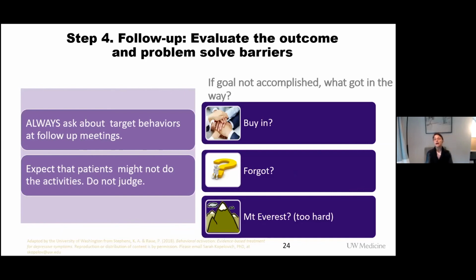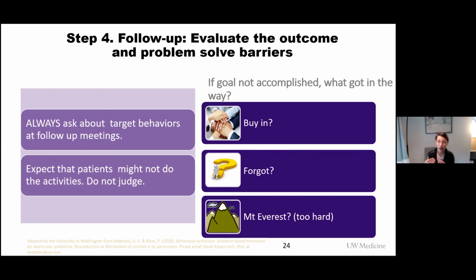And then, okay, final step, evaluating the outcome and problem solving barriers. First of all, we have to check in on this at the beginning of the session. Tell me how it went, what did you do? And then remember, we're trying to shape the behavior, so reinforce anything that approximated the goal that they had for that week, and then troubleshoot whatever they didn't do or what didn't go well.